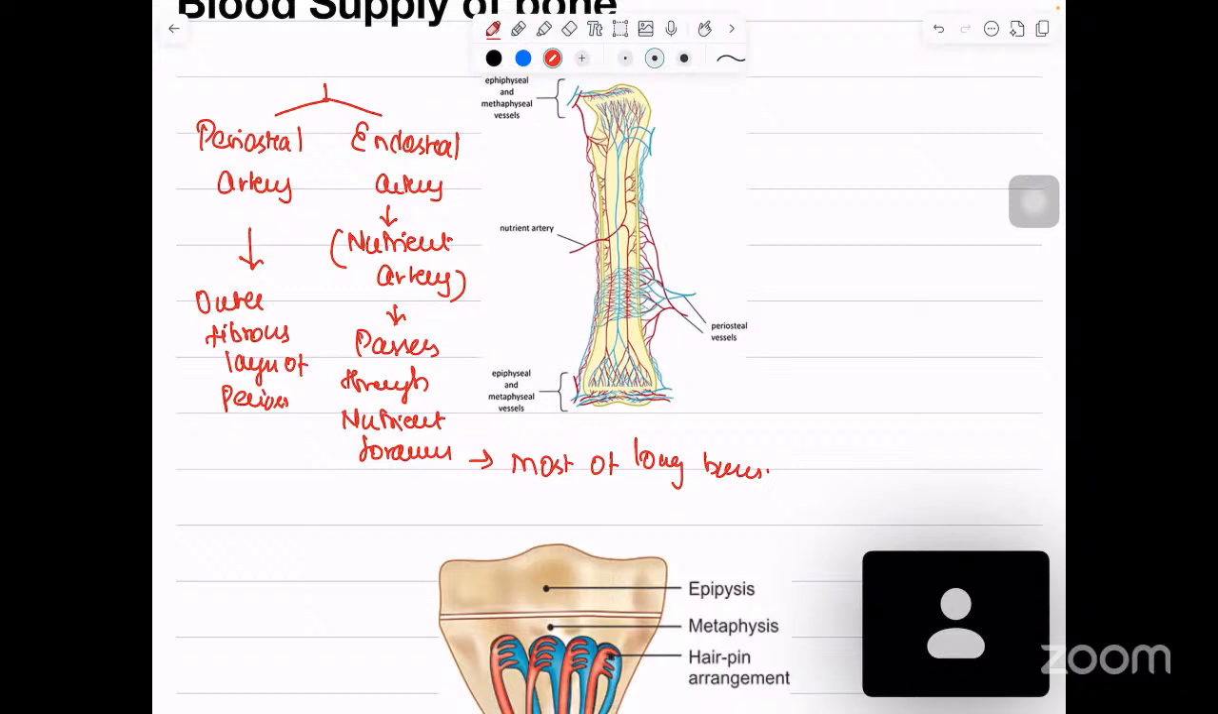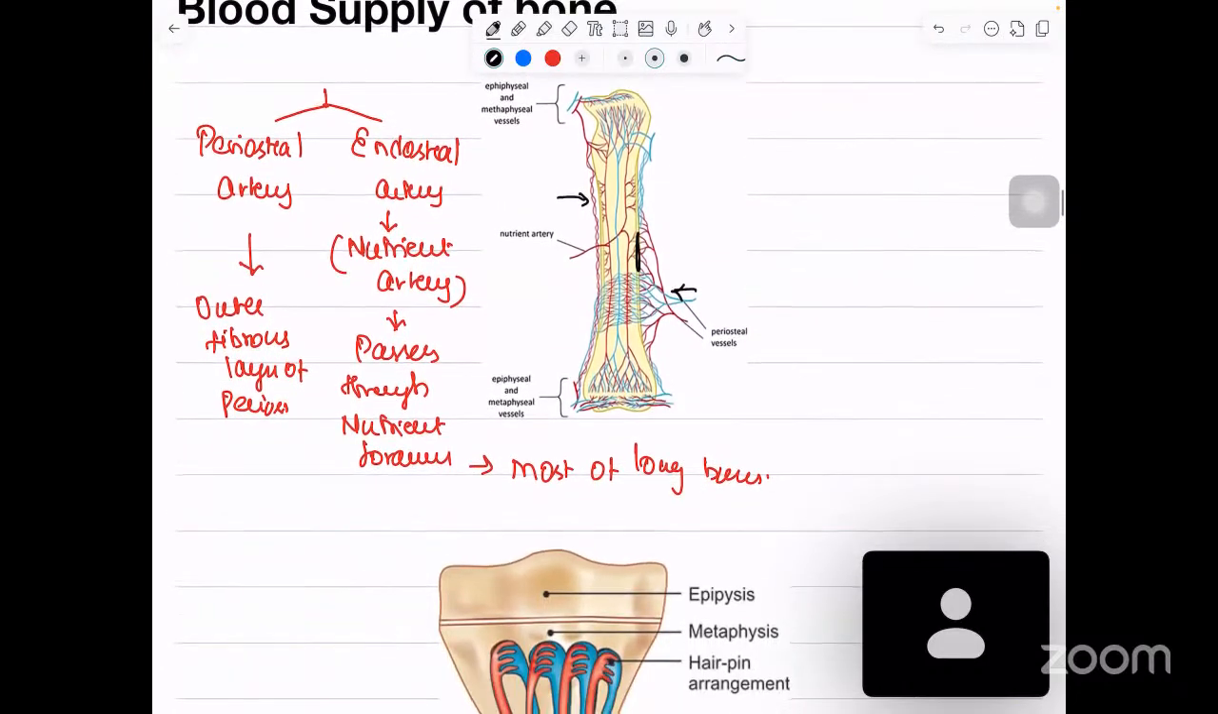These two arteries communicate. This artery is the periosteal artery, and this is the nutrient artery. There is a communication here. There will be multiple communications between the periosteal artery and the nutrient artery. How is this connecting? As I told earlier, it runs through the Haversian canal and the Volkmann canal. So this is how the blood supply of the bone works.